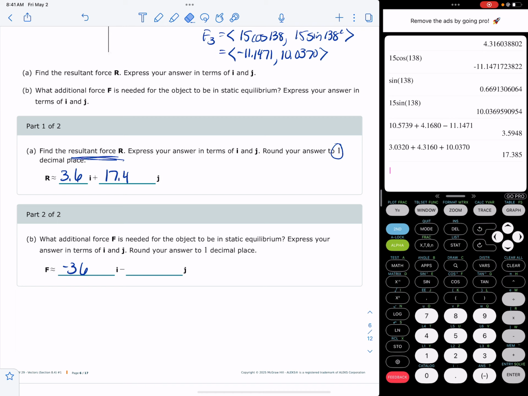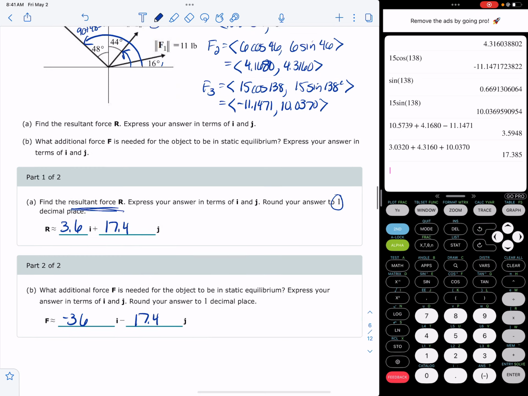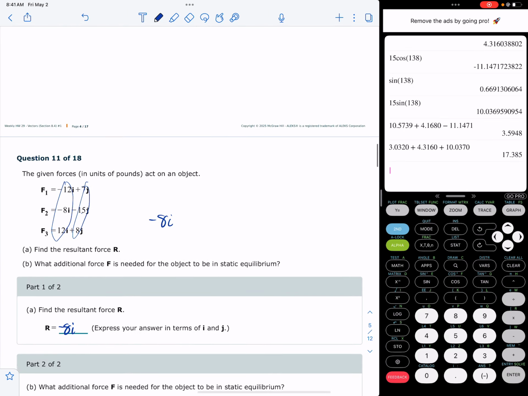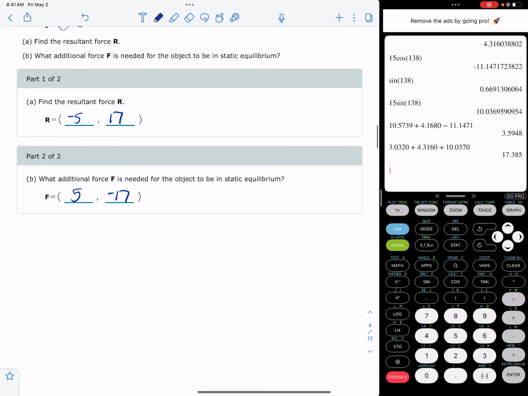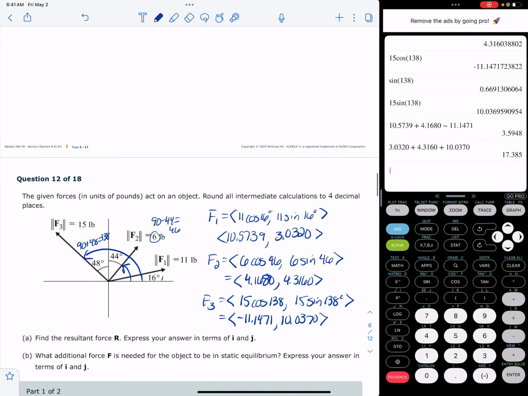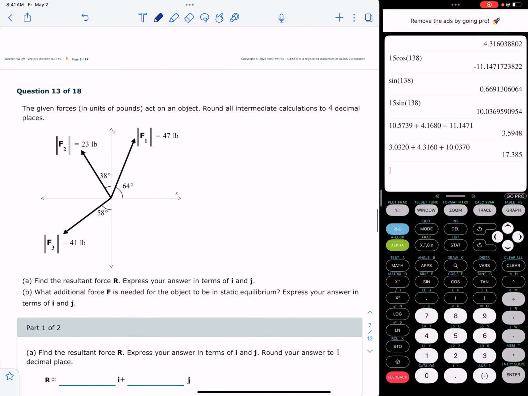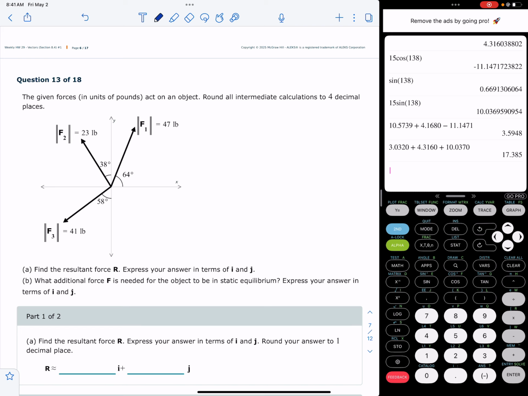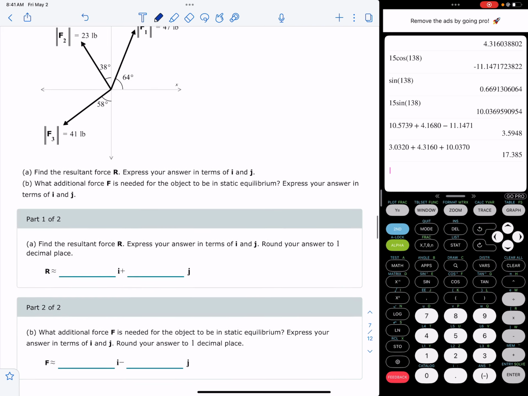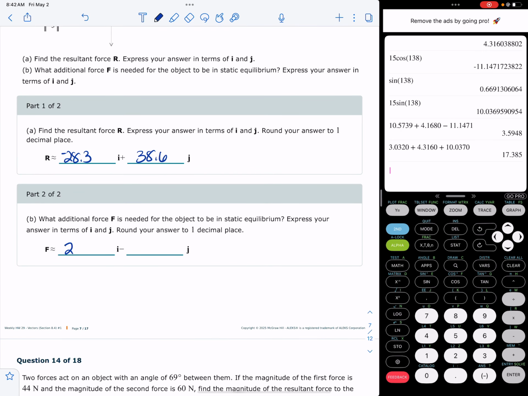Be careful here because they already put the minus in. So we're still just going to write 17.4. Did they do that on any of the others? No. They just asked us for the components, so we didn't actually write it out. So be careful. Okay, this one is going to be the same thing. You should get negative 28.3 and 38.6. So 28.3, the minus is already there, and 38.6.